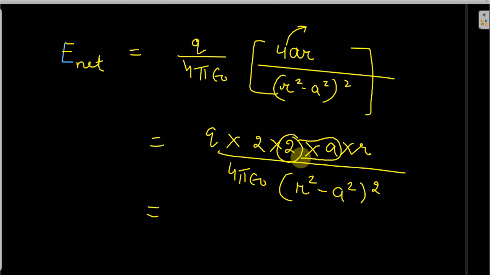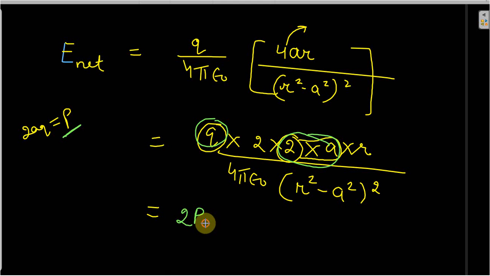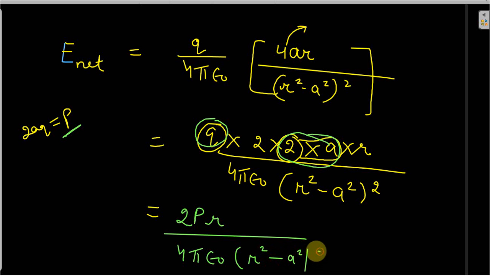So we know 2a times q is equal to p. So we can replace the product of 2a and q with p. We are taking magnitude form here, so I will write 2p, and r is also there. So finally you will get 2pr over 4 pi epsilon naught (r square minus a square) whole square. So this is your E net field, the E net field due to the electric dipole on the axial line.